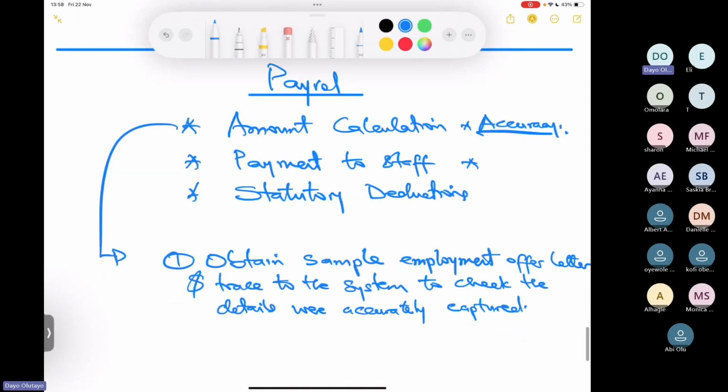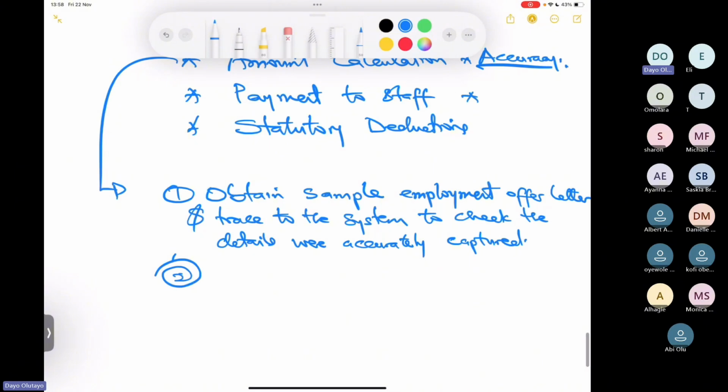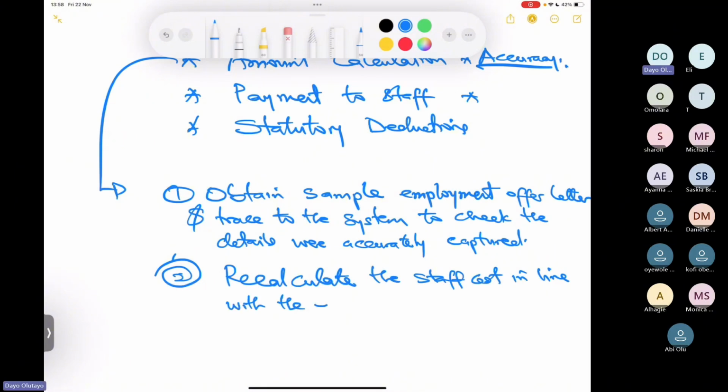However, the fact that we've accurately captured the offer letter details into the system doesn't mean that the system will always do the right thing. There can be a bug in the system. Anything can happen. Someone could have even gone into the system and tampered with it. So we need to check that the system is truly working the way it should work, and that is why we need to do recalculation. So you're also going to recalculate the staff cost or payroll in line with the offer letter.